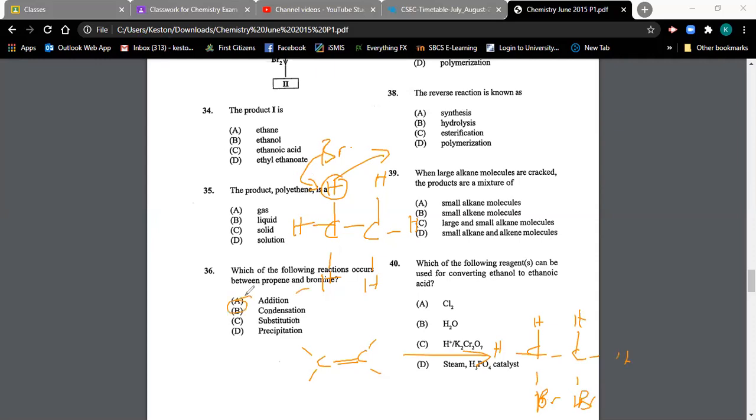Everybody right with that one? Halogenation is another word for that. The addition of halogens. So alkenes undergo addition reactions with halogens. Alkanes undergo substitution reactions.